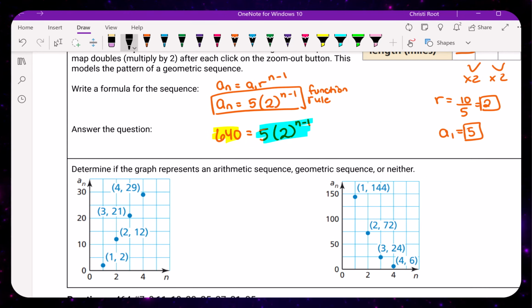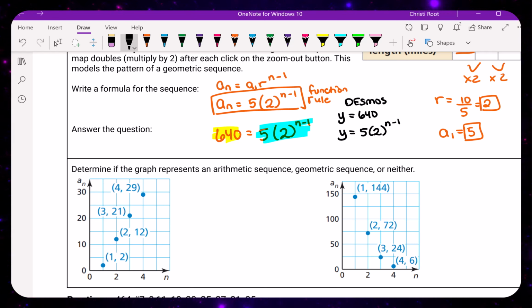This works for all equations that we don't know how to solve. So you're going to say y equals 640. You're going to say y equals 5 times 2 to the power of n minus 1. What you're going to do is type that into Desmos.